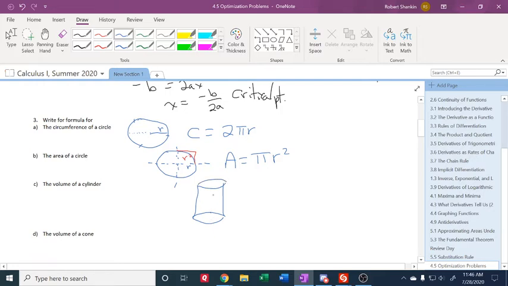Volume of a cylinder. Okay, it's like a Coke can. And we need the radius, r, and we need the height, h. If you take the base of your Coke can and you try to find its area, that's pi r squared. That's the area of the base.